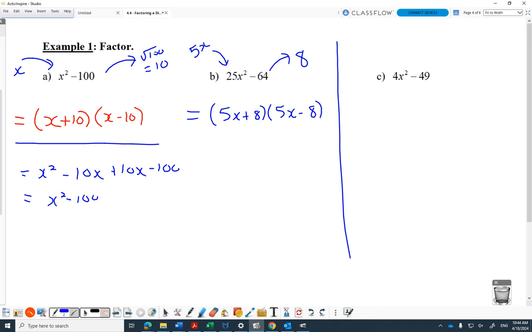Does 49 have a square root? 7. Is it subtract in between? Yes. Does 4x squared have a square root? 2x. And by the time you write that stuff up there, you're pretty much done. Your two brackets are 2x plus 7 and 2x minus 7. And if you're not sure, you could FOIL it out and make sure you got it right. Because it's easy to miss the 2 there when you're doing these, to not include that 2 in there.